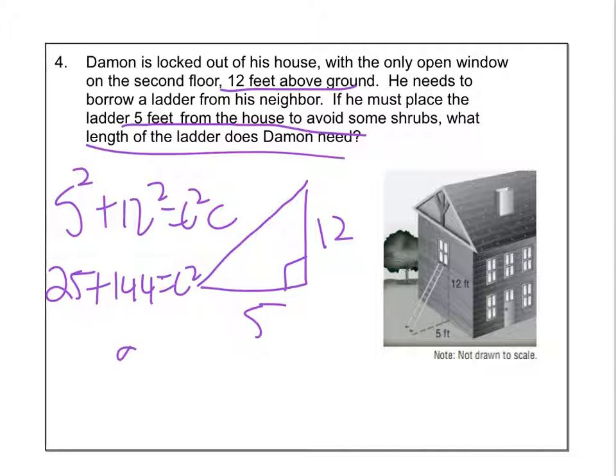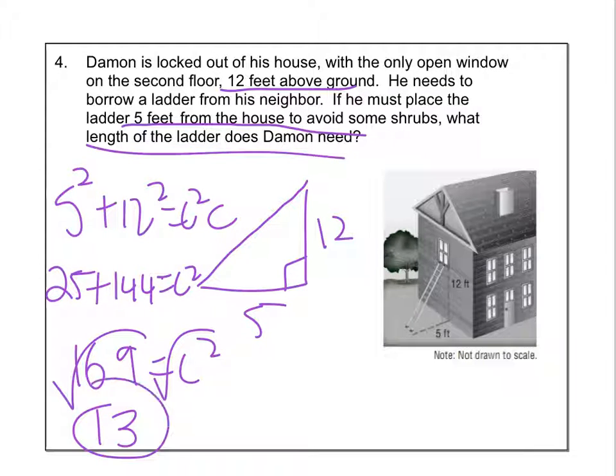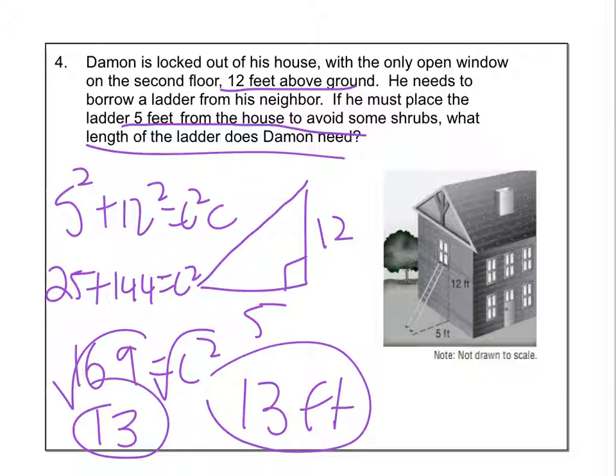So that's going to be 9 + 16 = c squared. So if I square root that, I'm going to get 13. So the ladder should be at least 13 feet. Okay, 13 feet would be perfect just because I would be able to match it right up to the window.